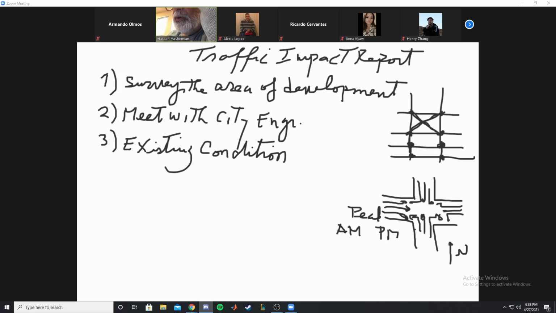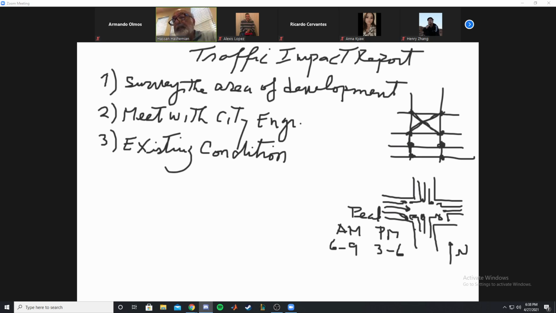So we have to go find when is the AM peak. Usually we do that between 6 to 9 AM, and we do it between 3 to 6 PM. And we find data on 1 hour, which is 4 15 minutes consecutive. 4 15 minutes make it 1 hour. So we take the data every 15 minutes.